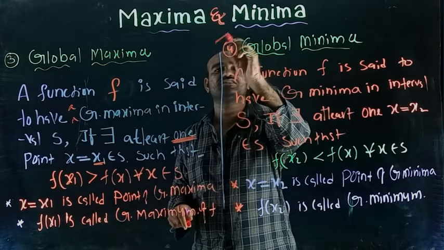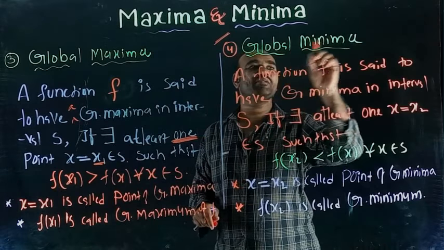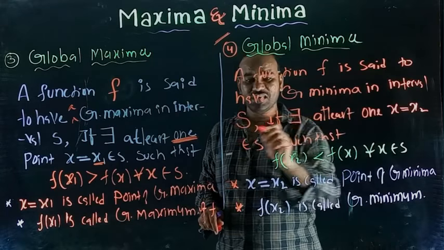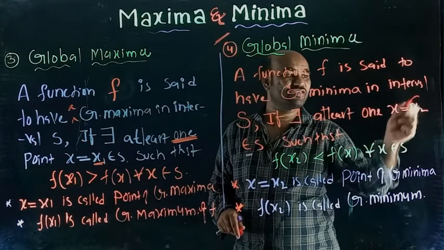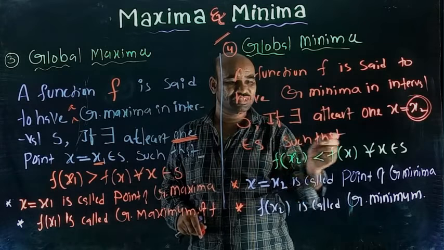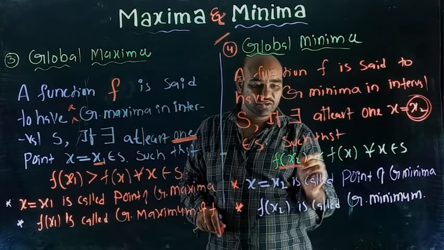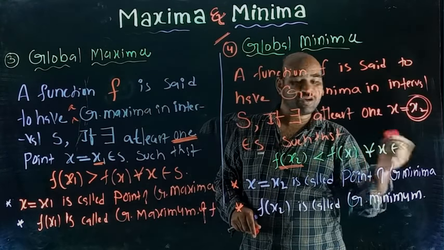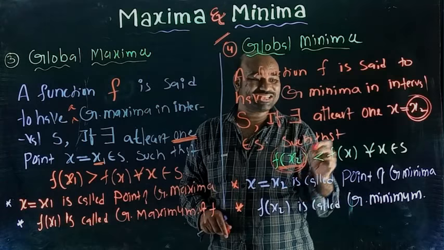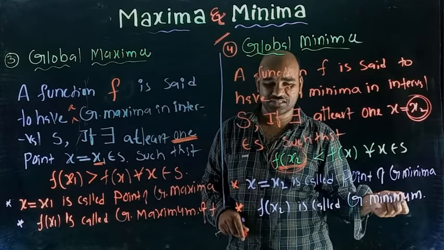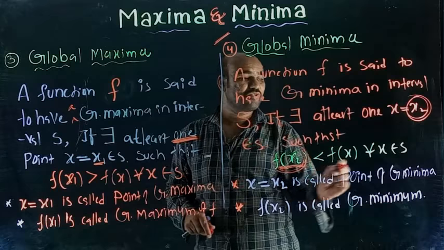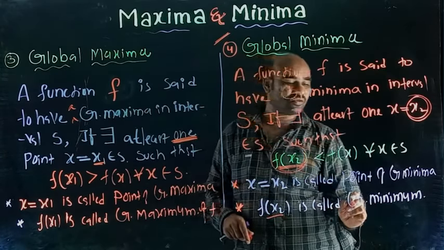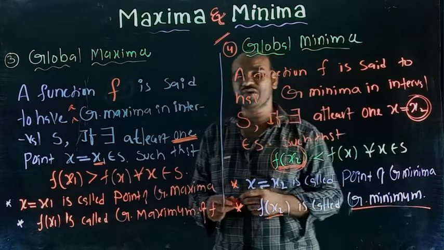Next, fourth term, global minima. A function f is said to have global minima in the interval S if there exists at least one x equal to x2 belongs to S such that f of x2 should be less than f of x for every x belongs to S. f of x2 is only lesser than f of x for every x belongs to S. Such x2 is called a point of global minima, and f of x2 is called the global minimum value of the function.